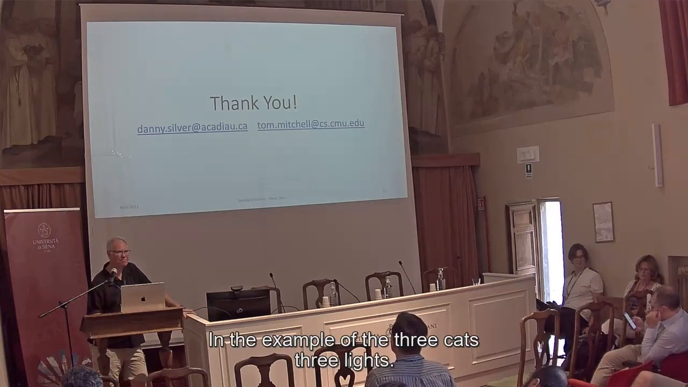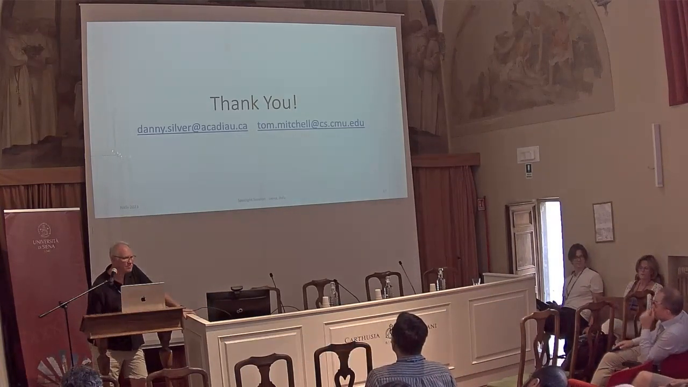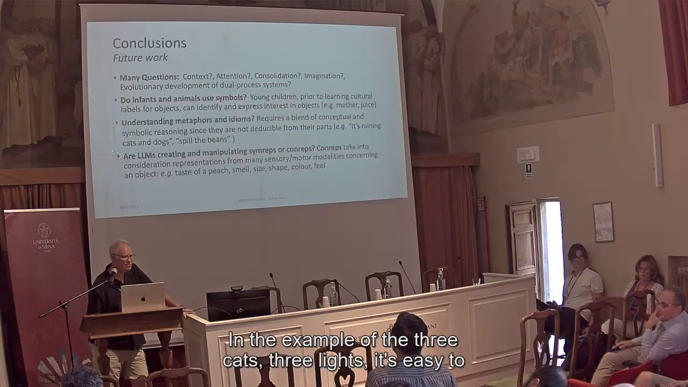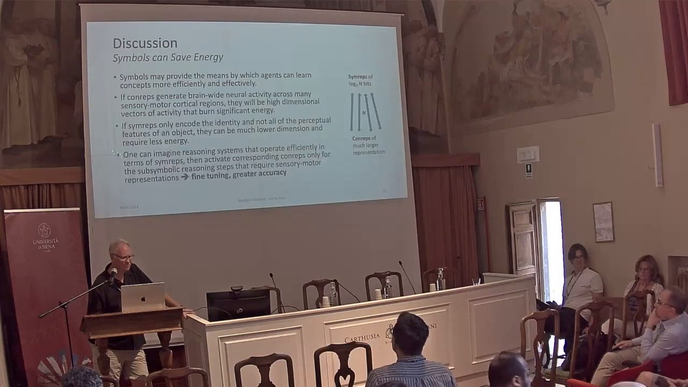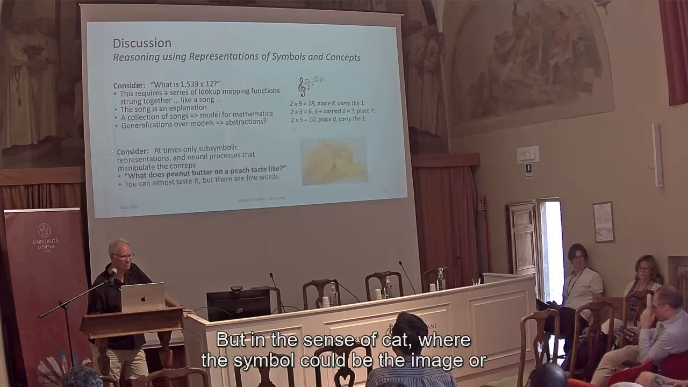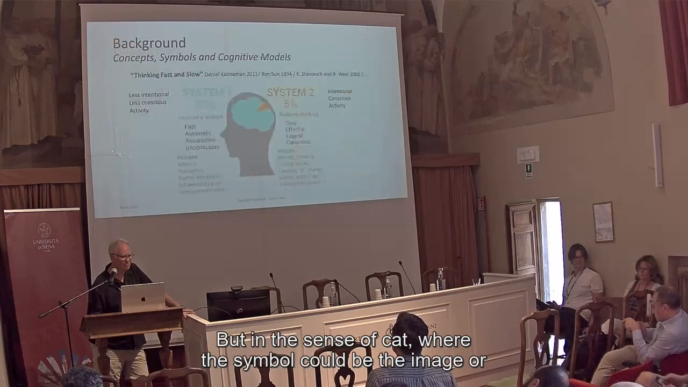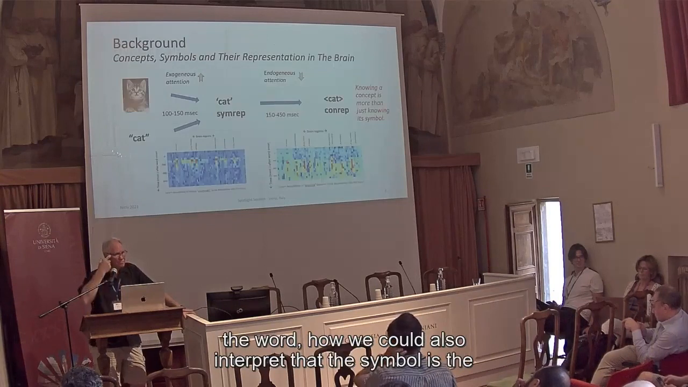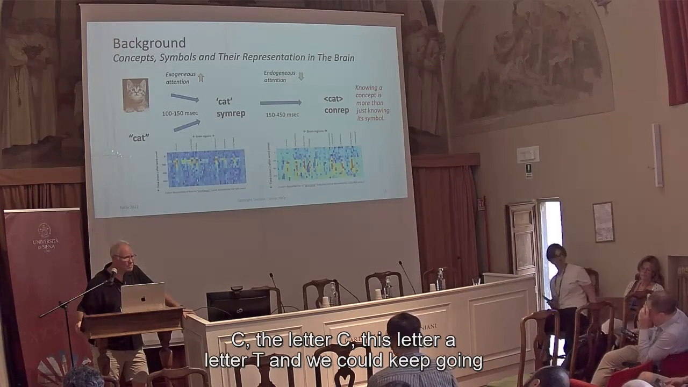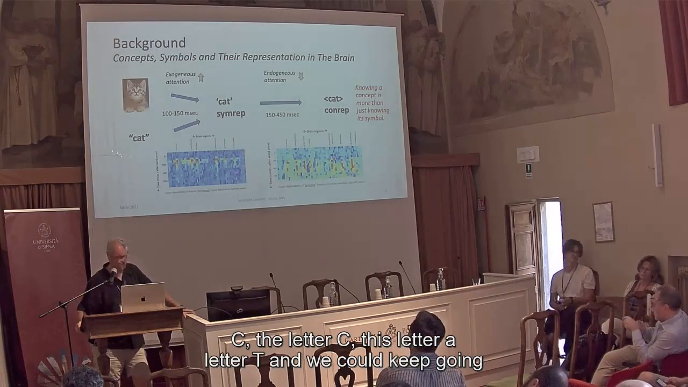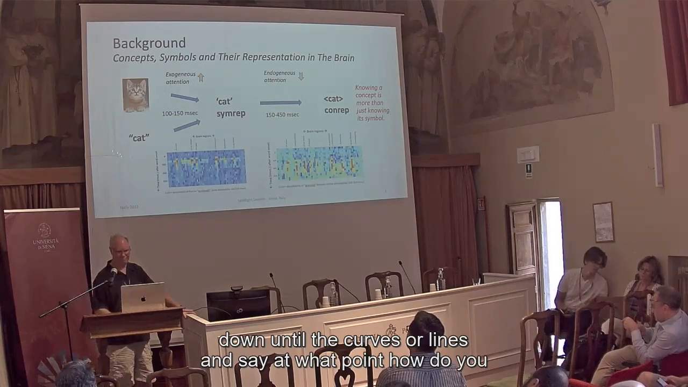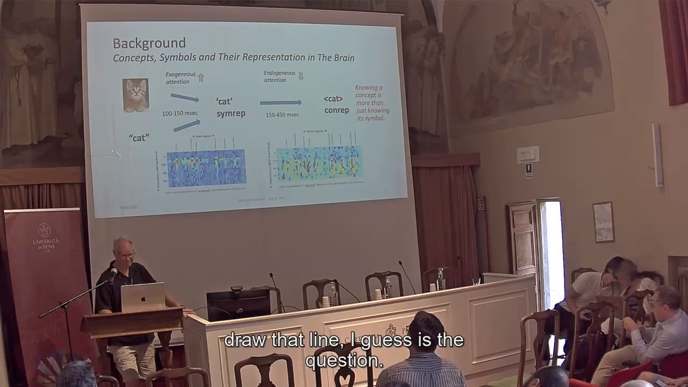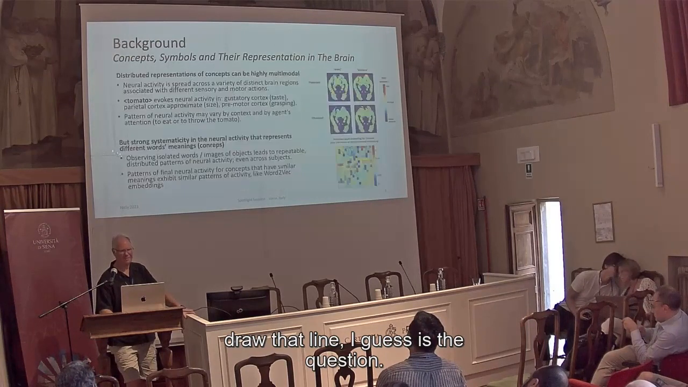In the example of the three cats, three lights, it's easy to differentiate between the symbol and the concept. But in the sense of cat, where the symbol could be the image or the word, we could also interpret that the symbol is the letter A, the letter T, and we could keep going down until the curves or lines and things. At what point, how do you draw that line, I guess, is the question.